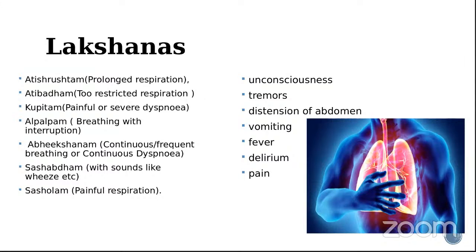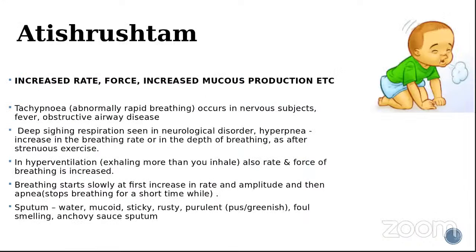So these are the general lakshanas or general symptoms exhibited by our pranava srotas if there is some abnormality. Now let's see a bit of the explanation for these lakshanas. First one is atisrishtam. Atisrishtam, as we said, is prolonged breathing. We can consider this as increased rate and force of respiration. You have to put more effort and the rate and force will be more in breathing.